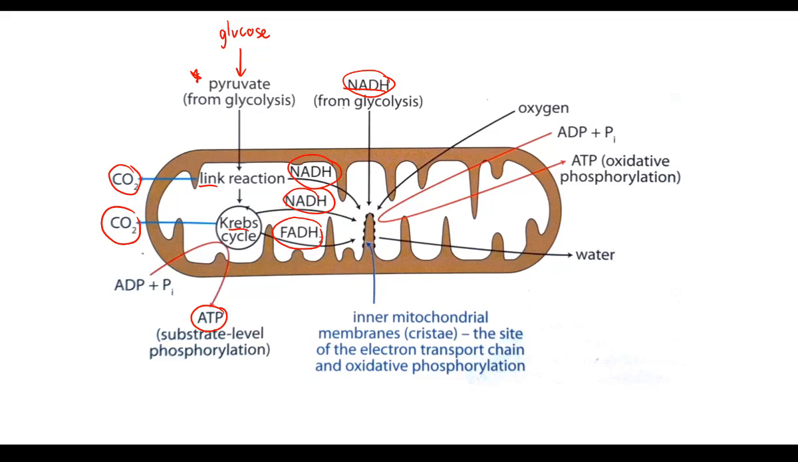Remember we said their job was to pick up hydrogens and carry them to the electron transport chain. Well, they're going to carry them here to the inner mitochondrial membranes, known as cristae, because that's the site of the electron transport chain.